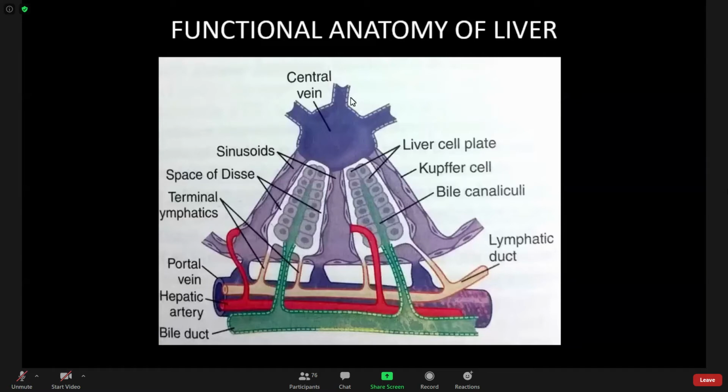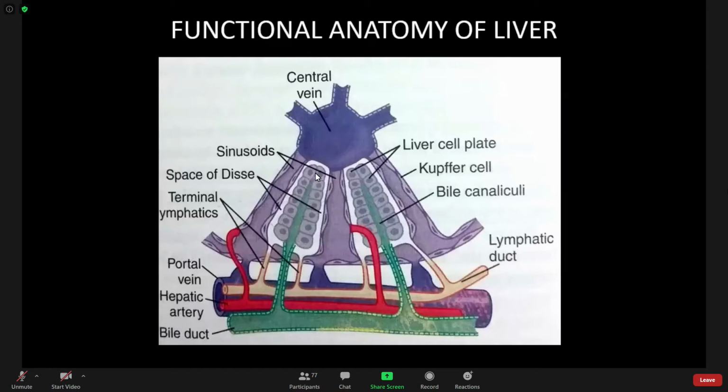Before studying the function of liver, let us study the functional anatomy of liver. I have already said that the functional unit of liver is the liver lobule, and it is cylindrical in structure, arranged around the central vein. This central vein opens into the hepatic vein, and the hepatic vein again drains into the inferior vena cava. The liver lobule is made up of liver cell plates or hepatocytes.